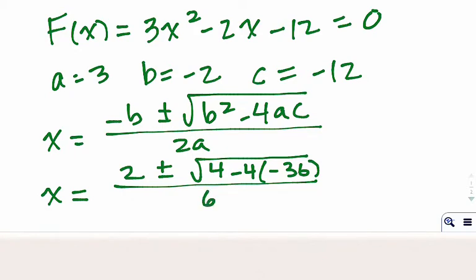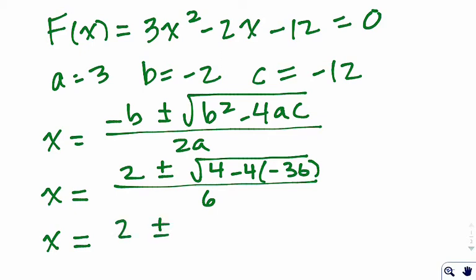Let's go ahead and simplify what we have inside the square root. So this will be x equals 2 plus or minus, and inside the square root, we're going to end up with 36 times 4. The negative and the negative will turn to a positive. So that's going to be 144 plus 4 is 148.